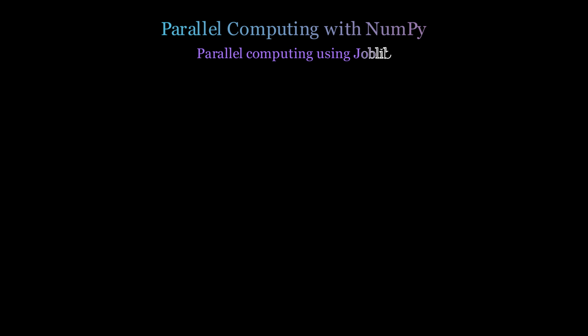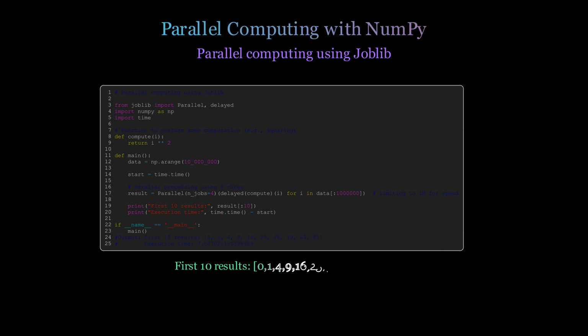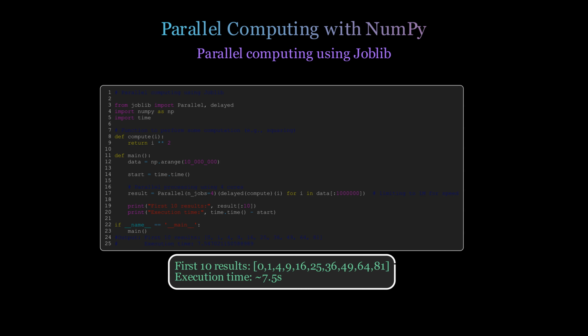Joblib provides high-level parallelization for Python functions. We square 1 million numbers using 4 cores with minimal code changes. The delayed decorator marks functions for parallel execution, while n_jobs controls core usage. The printed execution time shows the speedup compared to sequential processing.